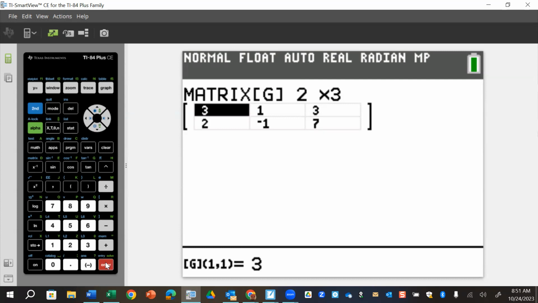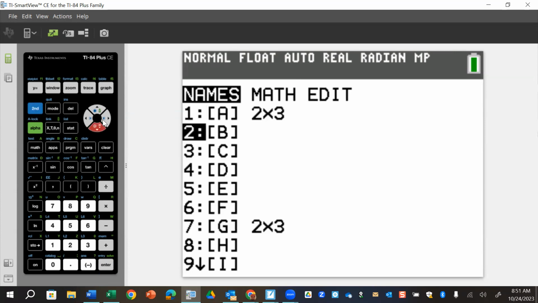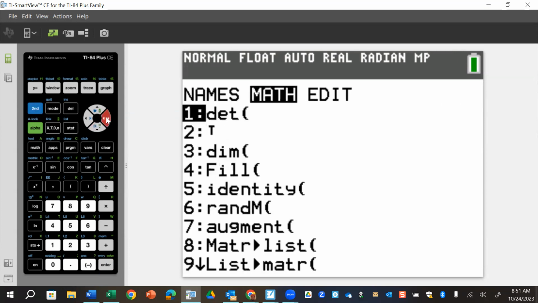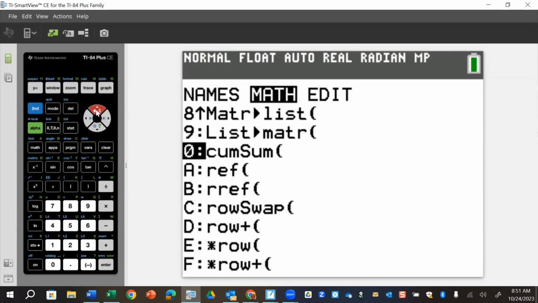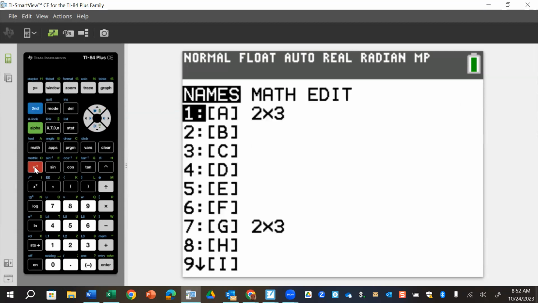That's nice. But I go out to my clear work screen, and I want R rep a G this time. So how do I do that? Matrix, middle column, and it's down here at B. Whoops. And now I got to go back to the matrix store and grab G.